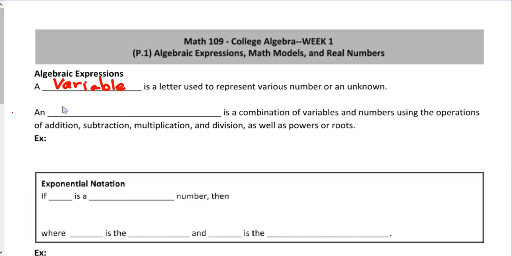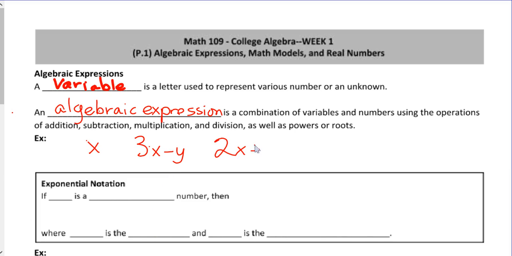So, again, starting off basic here, we also get the idea of an algebraic expression, which is a combination of variables and numbers using the operations of addition, subtraction, multiplication, and division, as well as powers or roots. A lot of times you'll see things, even just an x, that's an algebraic expression. A 3x minus y could be an algebraic expression.